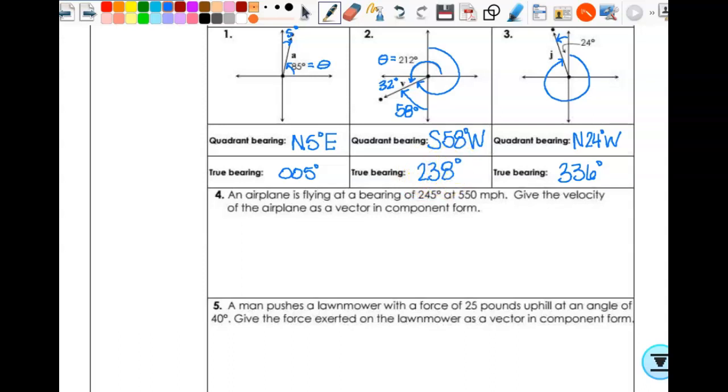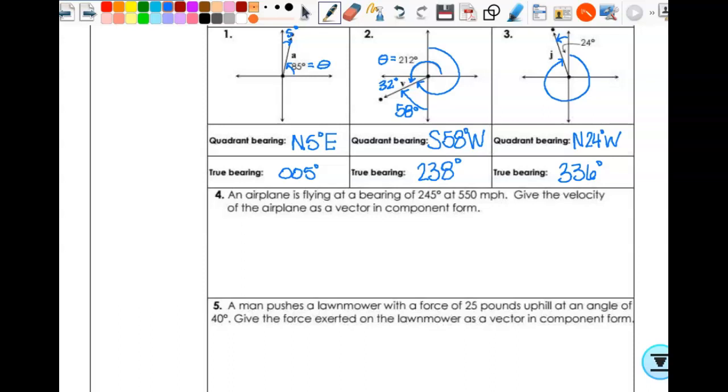It's a good idea to actually draw a little picture and put the little arcs on there so you can visualize it and know what you're adding and subtracting and whatever. Okay? What questions do we have? We good? All right, so let's look at number 4.